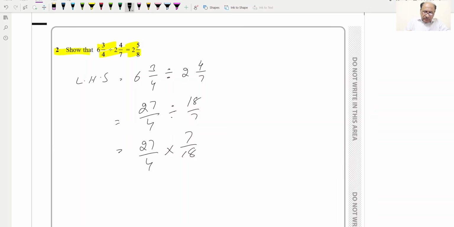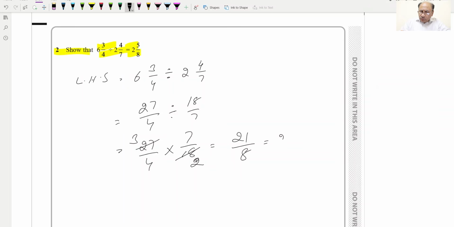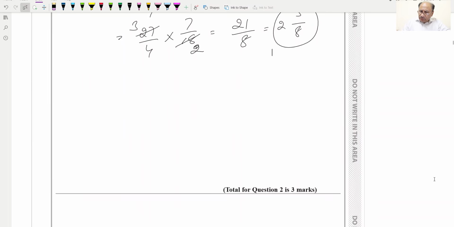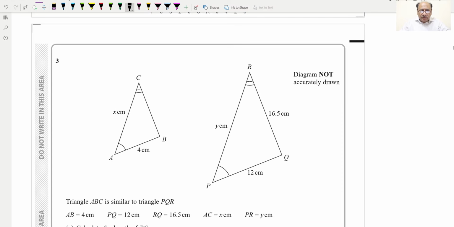Now we can cancel this by 9. 9 2s are 18 and 9 3s are 27. 7 3s are 21 over 4 2s are 8, and this one we can use the calculator to change to a mixed fraction. So this one will be 2 whole 5 by 8. This will be our final answer. You will have to show the complete working so that you will get the complete marks. This is a 3-mark question which we've done. We have taken calculator help, but we are basically showing complete working for that also.